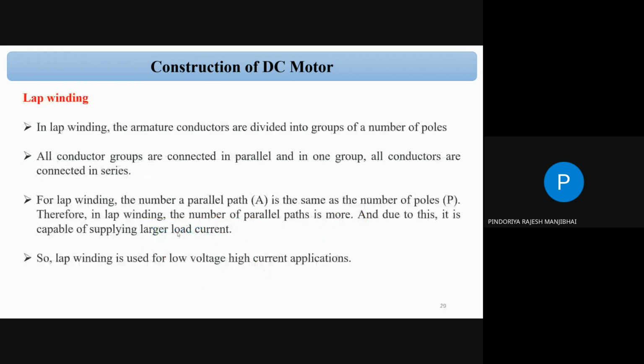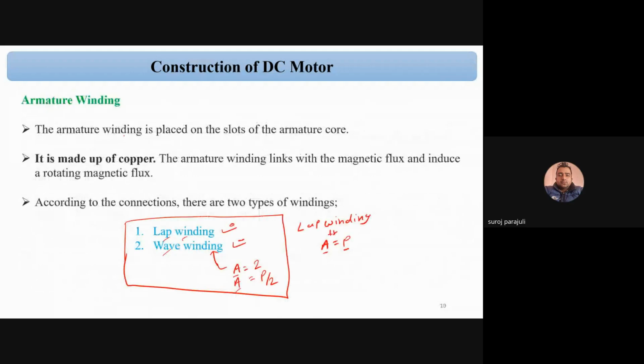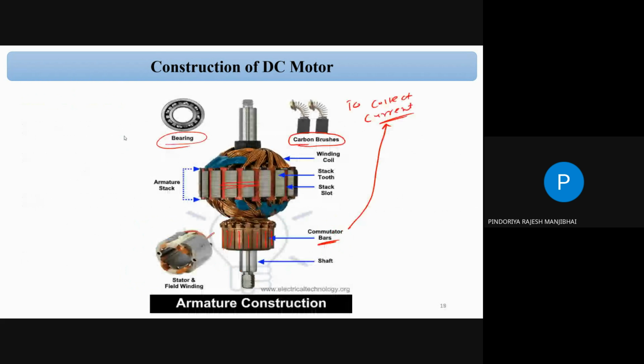Why two types of winding? It depends on the power rating. Excuse me, sir. Yes. Is the commutator fixed on the rotor, or is it a rotating part, sir? It is fixed on the rotor. Yeah, you can see this diagram. So this is fixed on the rotor.